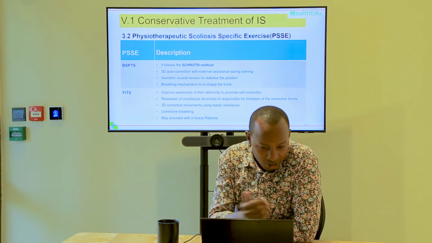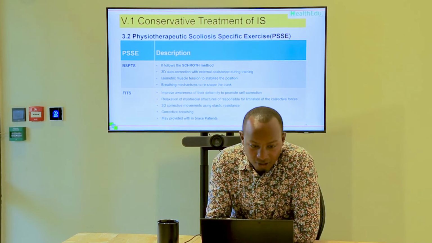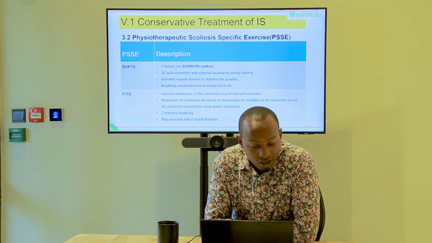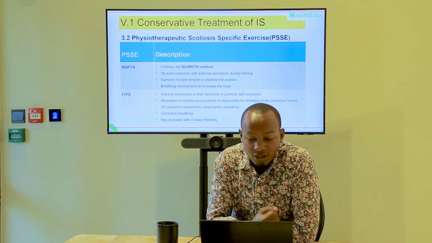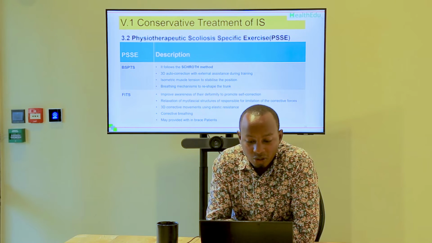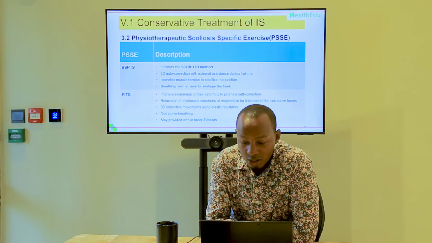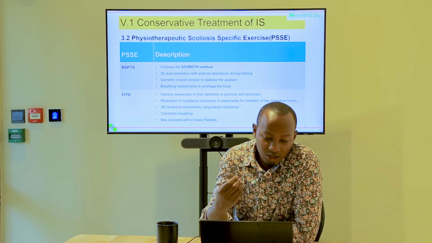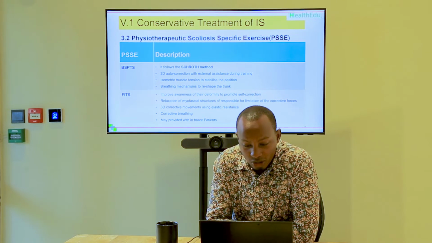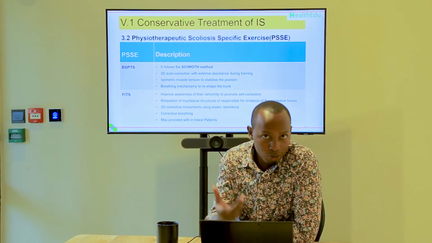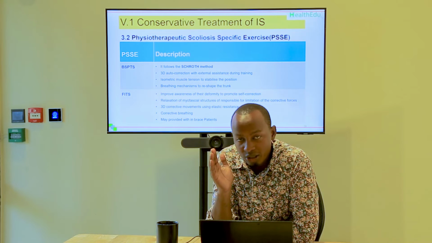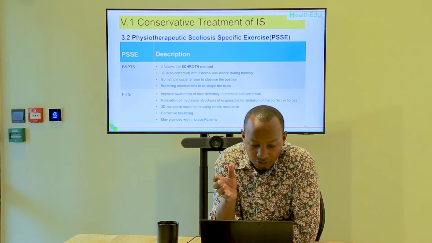FITS, same as the first two physiotherapeutic scoliosis specific exercises. First, the patient has to be aware of their deformity and promote self-correction. You have to do the relaxation of myofascial structures responsible for limitation of the correction of forces. Then 3D correction movement using elastic resistance. So they use elastic materials which help to correct the scoliosis in all planes. And the breathing exercises which help in correcting the spinal curvature.